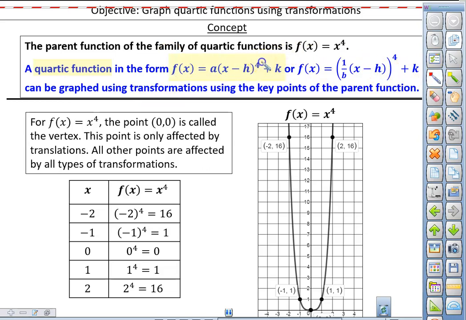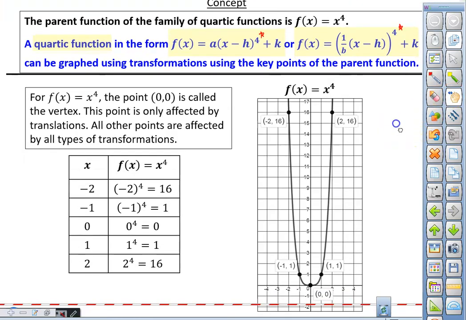Notice the exponent here of 4. And these are our parameters of a, h, and k. We can also graph this structure using transformations where we have our parameters of 1 over b, h, and k. And again, that power of 4 tells us it's a quartic. This is going to be important because, as you recall, in the previous lesson, we graphed cubic functions, and that exponent was a 3.